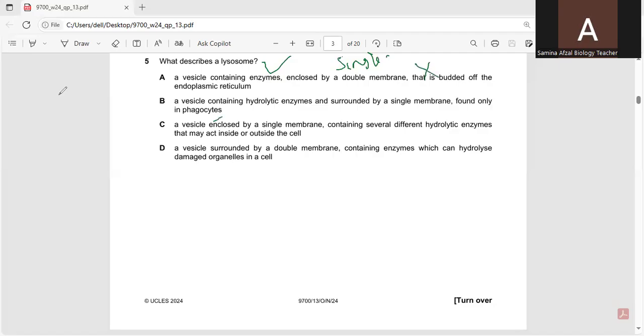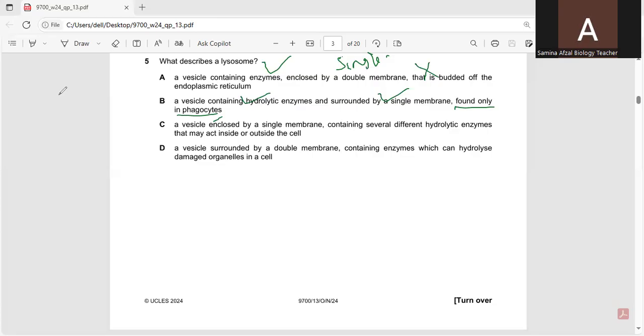A vesicle containing hydrolytic enzymes, surrounded by a single membrane, found only in phagocytes. This is not the correct option. Only phagocytes? The hydrolytic enzymes are not found only in phagocytes.